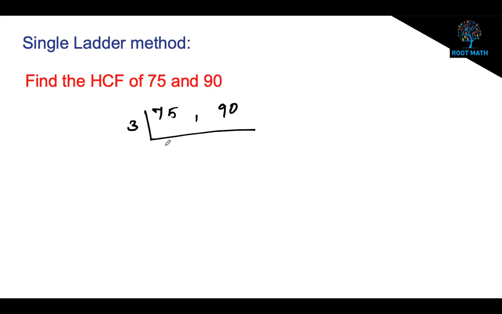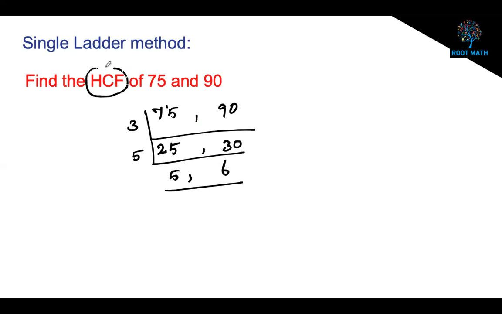So 2 3s are 6 and 1 is balance, and then 5 3s are 15 and 3 3s are 9. 30 times 3 is there. And 25 and 30 both are divisible by 5. 5 5s are 25 and 6 5s are 30. Here 5 and 6, they don't have any common factor.